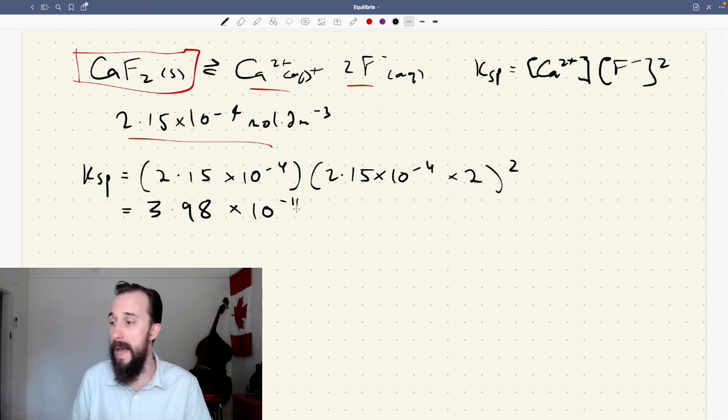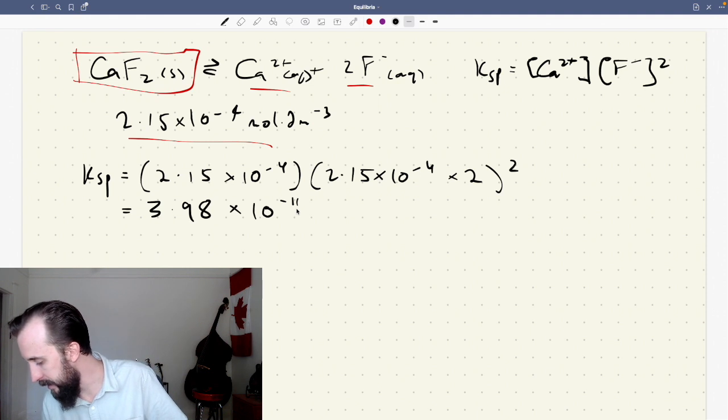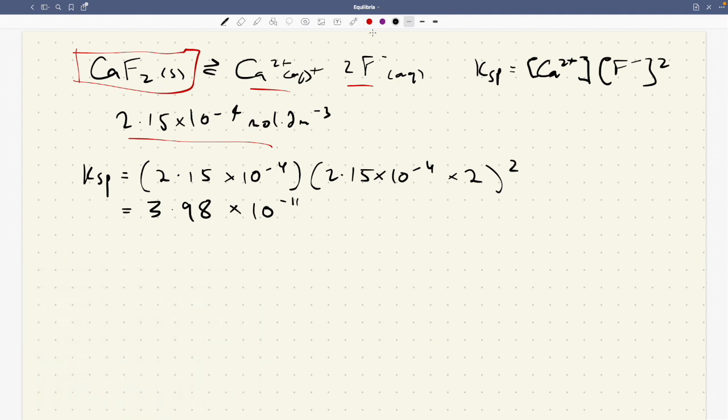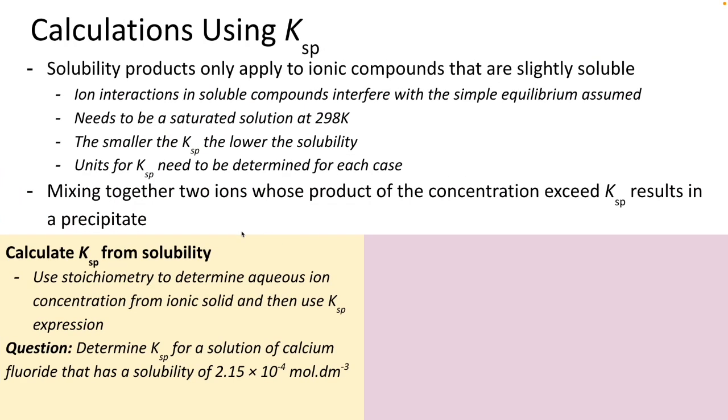And then we've got to work out units as we do. So let's consider this. We have a moles per decimeter cubed, and then we multiply that by a moles per decimeter cubed squared. So we're going to end up with units of mole to the 3, so we've got 3 of them, decimeter cubed to the minus 12, like that for our Ksp value here. So there we go. The Ksp is 3.98 times 10 to the minus 11 moles per decimeter cubed.